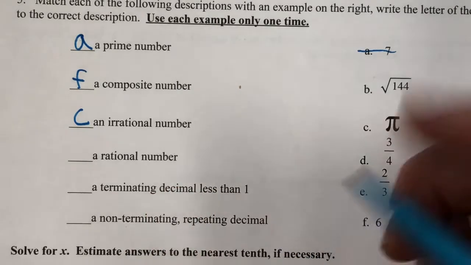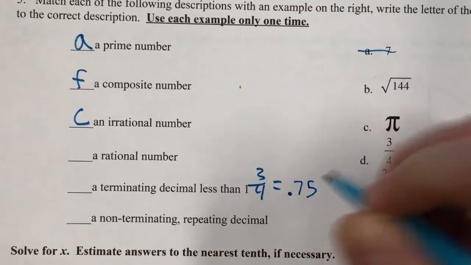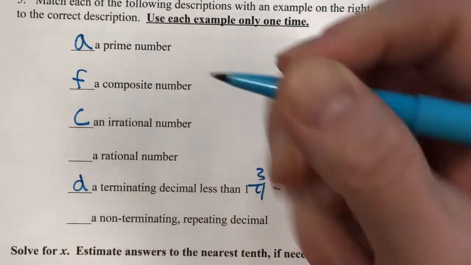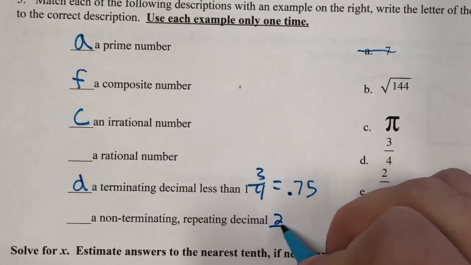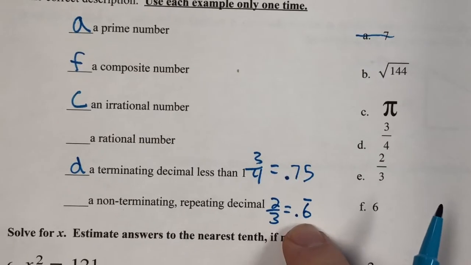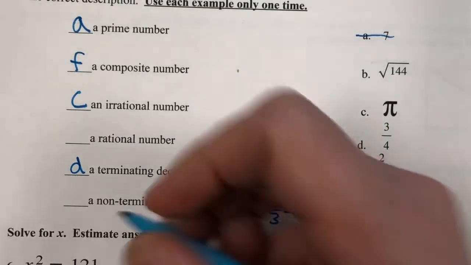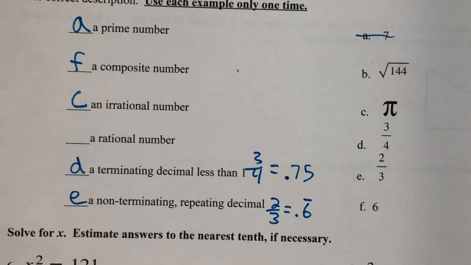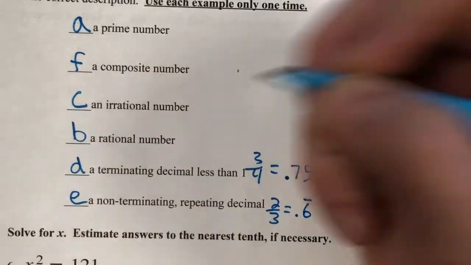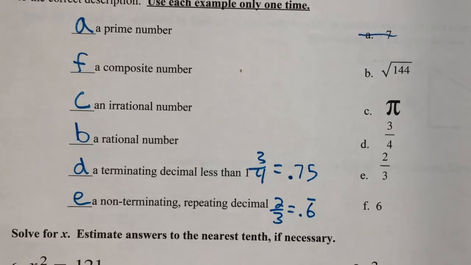Terminating decimal less than 1 is actually 3/4 because when we find the decimal for that, that's actually 0.75. So that's a decimal that stops and it's less than 1, therefore it's letter D. Non-terminating repeating is 2/3 because this is 0.6 repeating. It goes on forever. So because of that, it doesn't stop and it repeats with that 0.6 on forever. So that's letter E. So that leaves us with 1 left, which is B, a rational number, square root of 144, which makes sense because it's just the number 12. So make sure you have those.